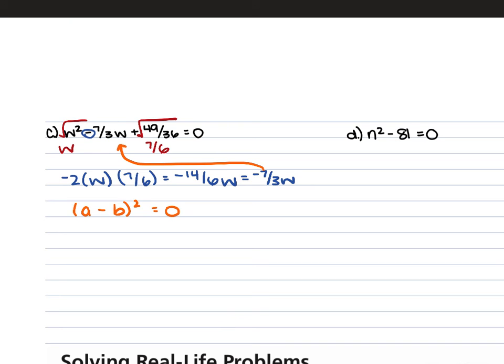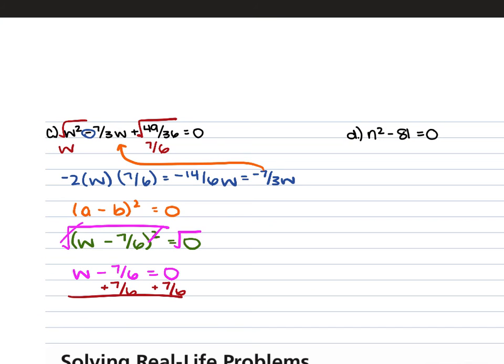From here, we plug in these values. We have w minus 7 over 6 raised to the second power is equal to 0. Take the square root of both sides. It cancels out the power. You have w minus 7/6 is equal to 0. Add the 7/6 to each side, and you get that w is equal to 7 over 6.